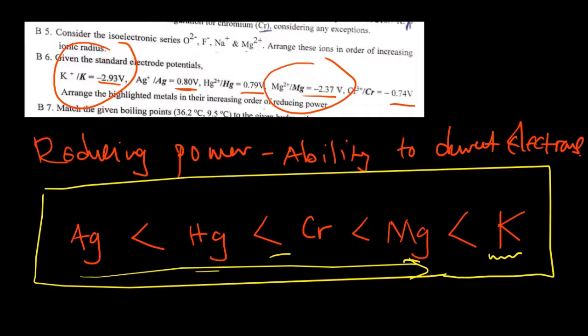All right, let's solve the next one. The next one is this question here. They are saying match the given boiling points to the given hydrocarbons. We have two hydrocarbons here: n-pentane and neopentane. What can we notice in their structures? This one here is not branched; it is in a linear form like that. But when we look at neopentane, it is branched. We have this branch, this branch, this branch, this branch.